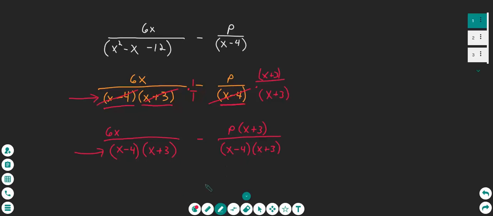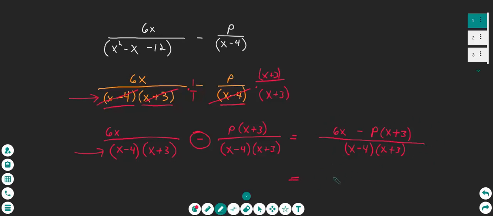Okay? And then finally, we can just rewrite this maybe a little neater by just placing everything over our common denominator, which is x minus 4 times x plus 3. And then in the numerator, we have the 6x. Don't forget this minus here. So it's minus the p times the x plus 3. Okay? And then finally, we could, technically you could leave it like this, I suppose.